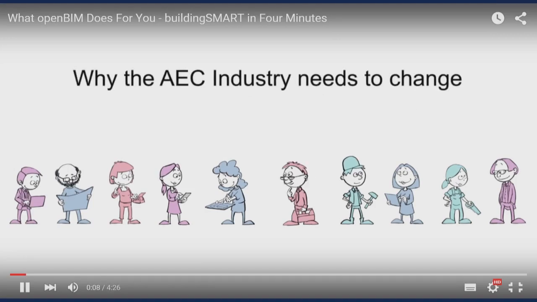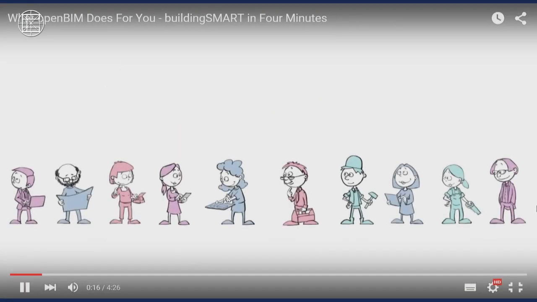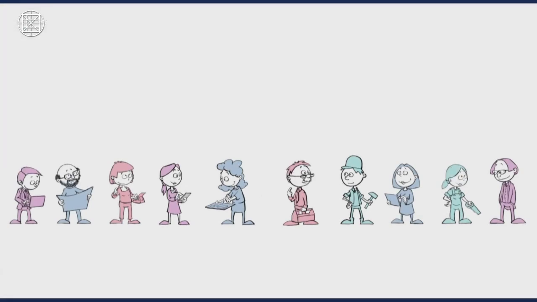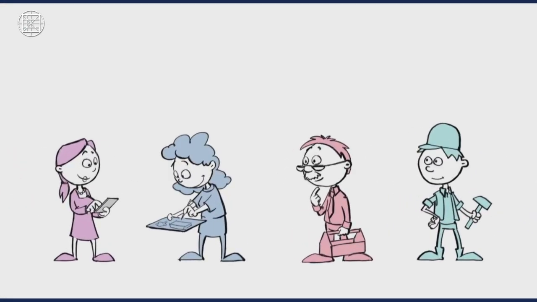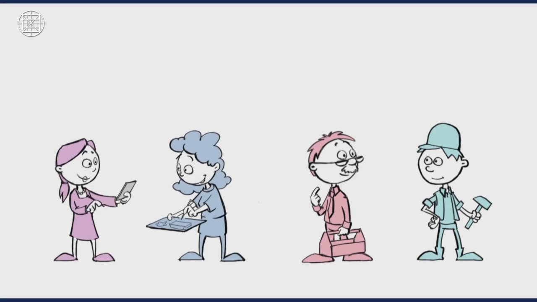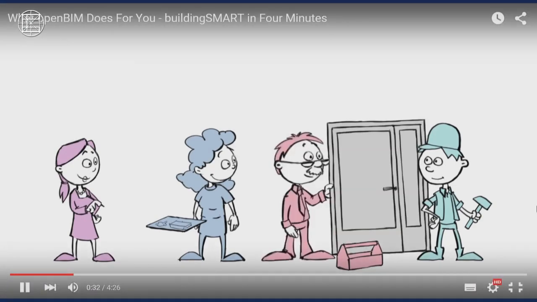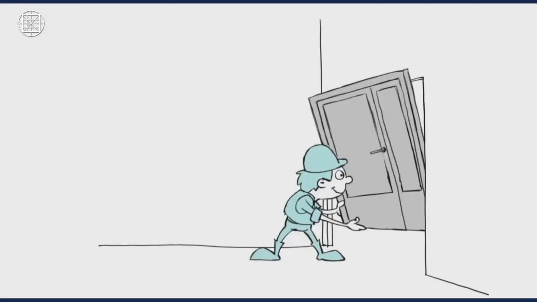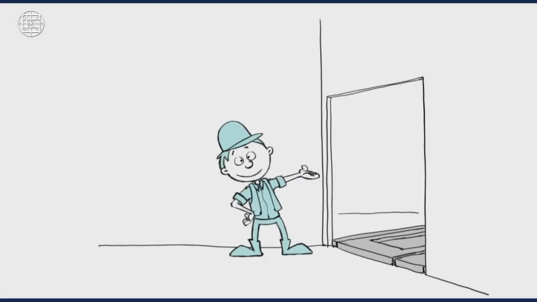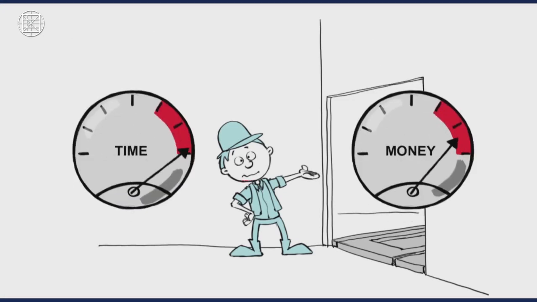Why the AEC industry needs to change. The building industry has experienced negative growth in productivity in the last decades. The building industry is divided into many specialized disciplines. In order to design, construct, and operate a building, all disciplines have to work efficiently together with the same information. In conventional processes, information is exchanged on paper. This makes room for many different interpretations, mistakes, and errors. In all conventional projects, expensive errors are made due to lack of coordinated information. Often, time schedule and budget are exceeded.